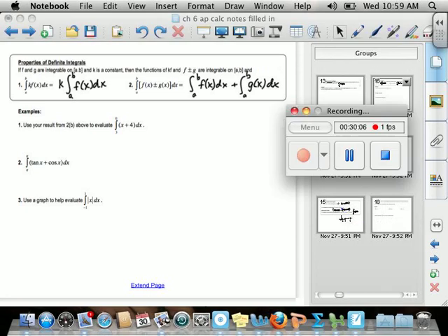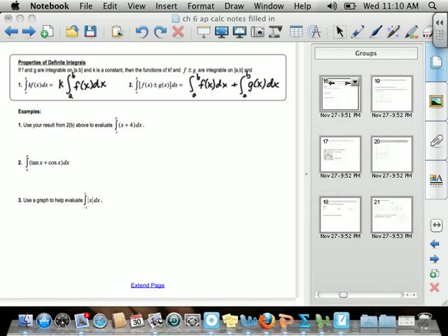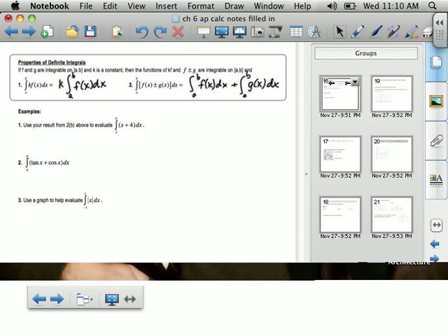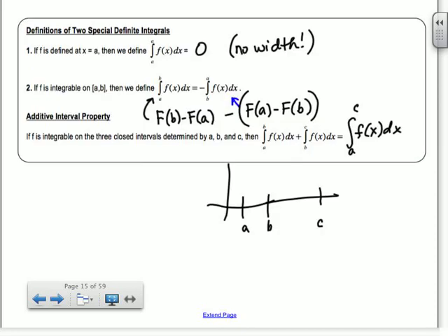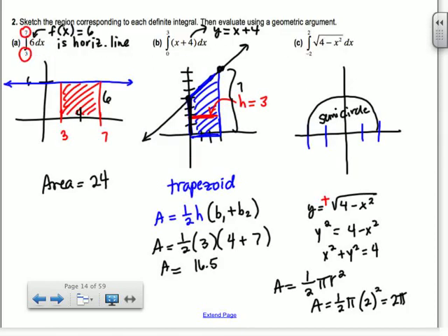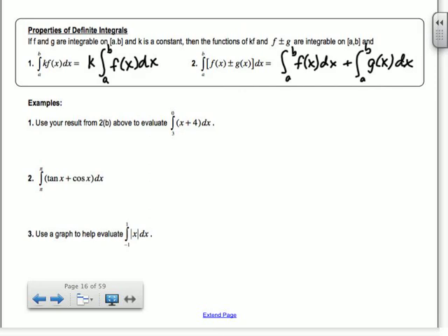All right, so number 1 says use your result from 2b above to evaluate the integral from 3 to 0. Okay, so we just found that in b. We found it was 16.5 using that trapezoid. So what's the answer going to be? Negative 16.5, right? And then number 3, we're going to use a graph.